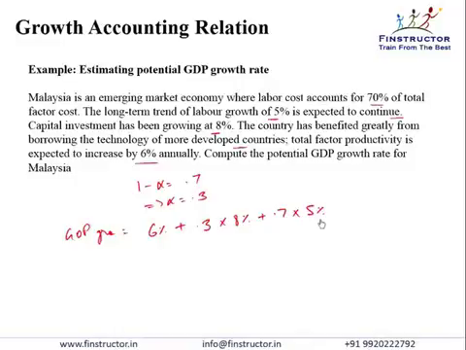So if labor grows by 5% for the long term, capital by 8%, and technology grows by 6%, then the total GDP growth in the long run is expected to be 11.9%.